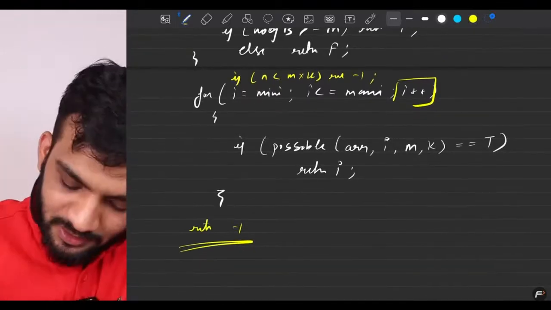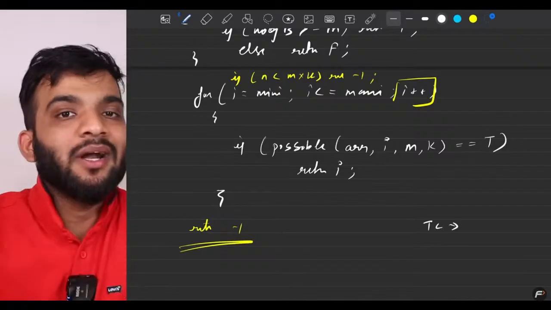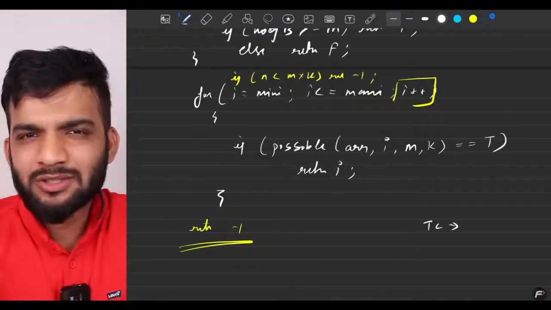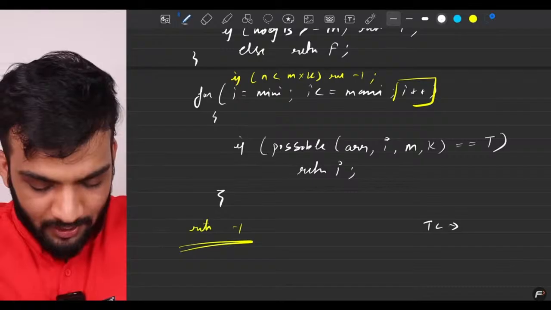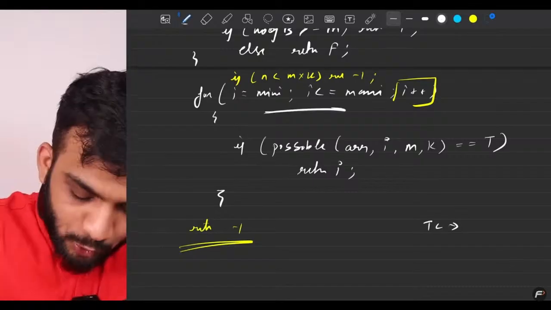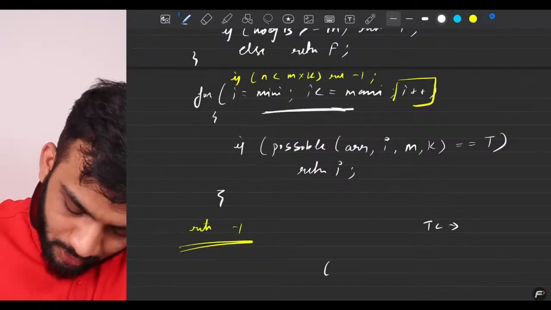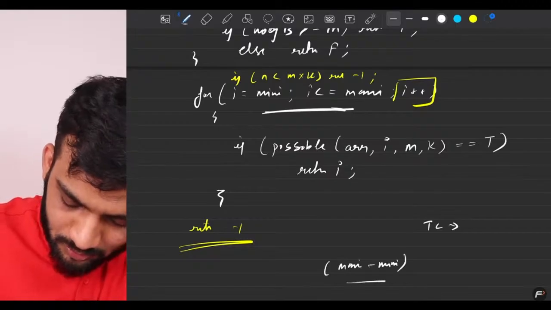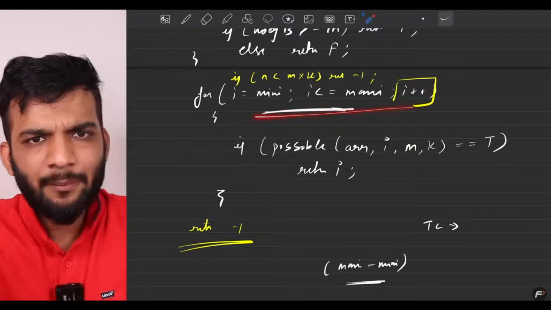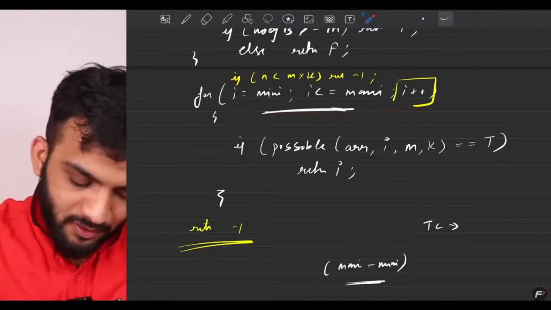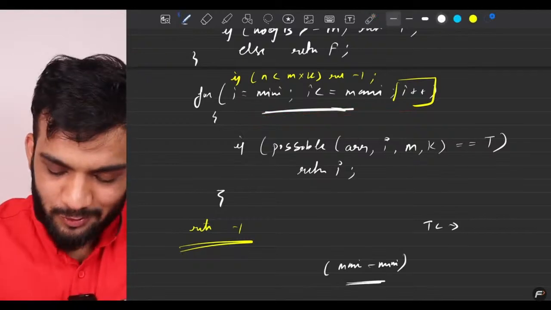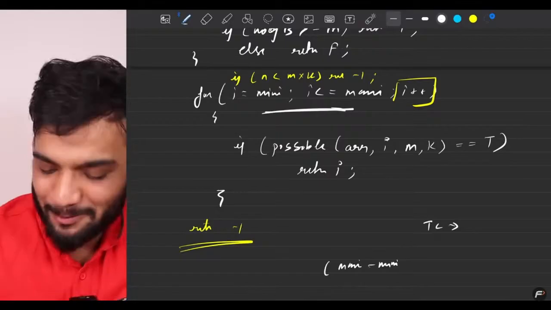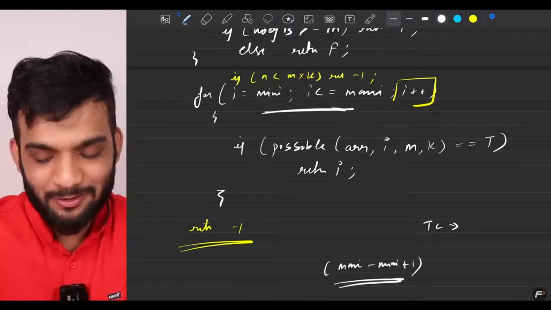What is the time complexity? It's very important to understand the brute force, because the moment you understand the brute force, it's super simple to optimize it. What is the time complexity? This loop is running for maxi minus mini times. Perfect. Plus 1 actually, if I take the exact number. Yeah, these many times it is running.